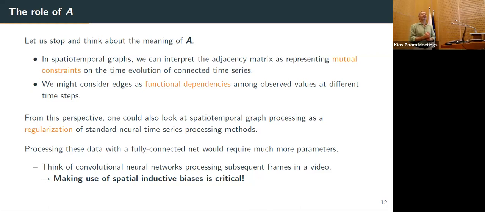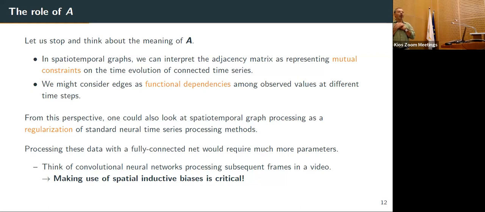The role of the adjacency matrix. Well, we always said that it is modeling the topology. Now, it is more than that. If we look at the graph and the connections in terms of functional dependencies, it means that the topology matrix is reducing the degrees of freedom of your graph.